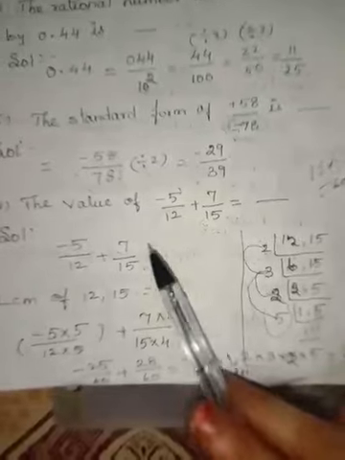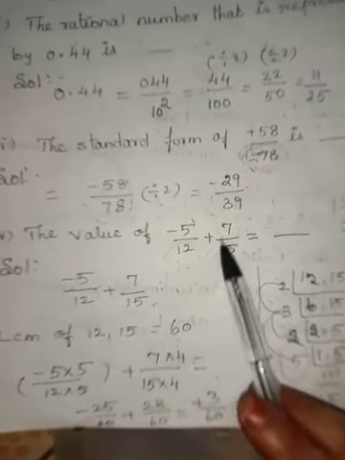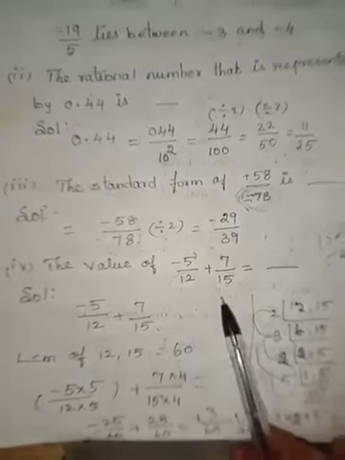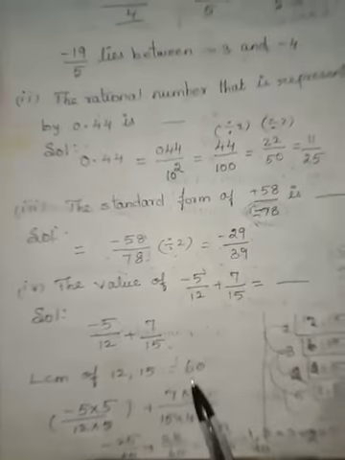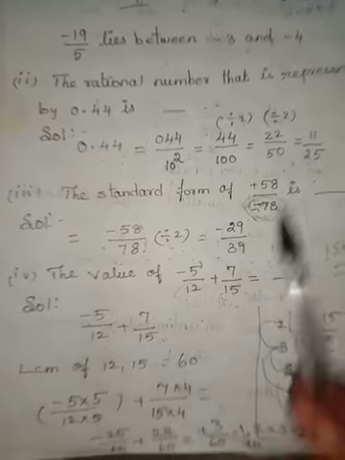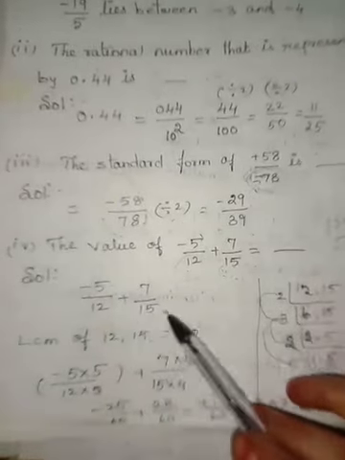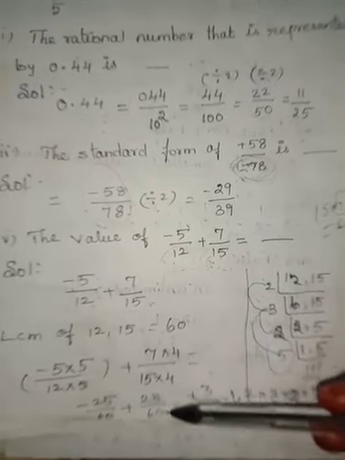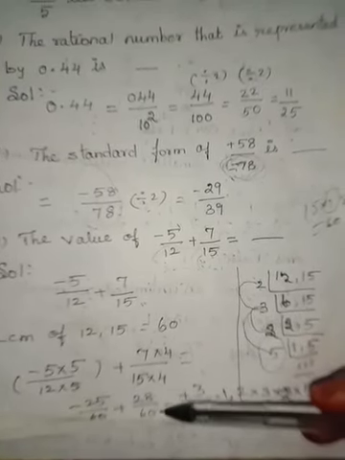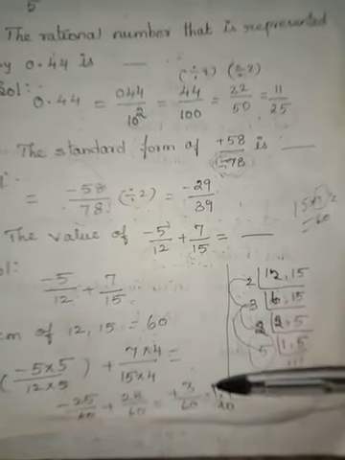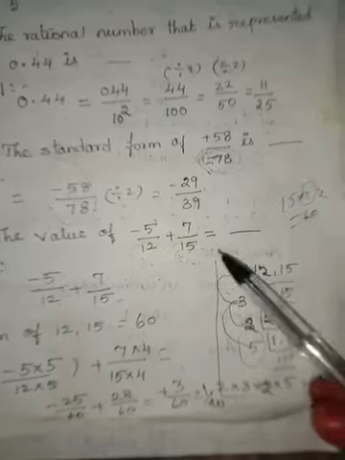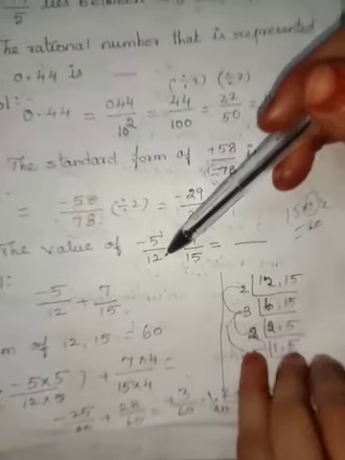The fourth question is: the value of minus 5 by 12 plus 7 by 15 gives dash. We must convert the denominators into like denominators. We get LCM equal to 60 and make the equivalent fractions of these two rational numbers. We get minus 25 by 60 plus 28 by 60. The denominators are the same, so write the numerators and simplify this. We get 1 by 20 is the value of minus 5 by 12 plus 7 by 15.